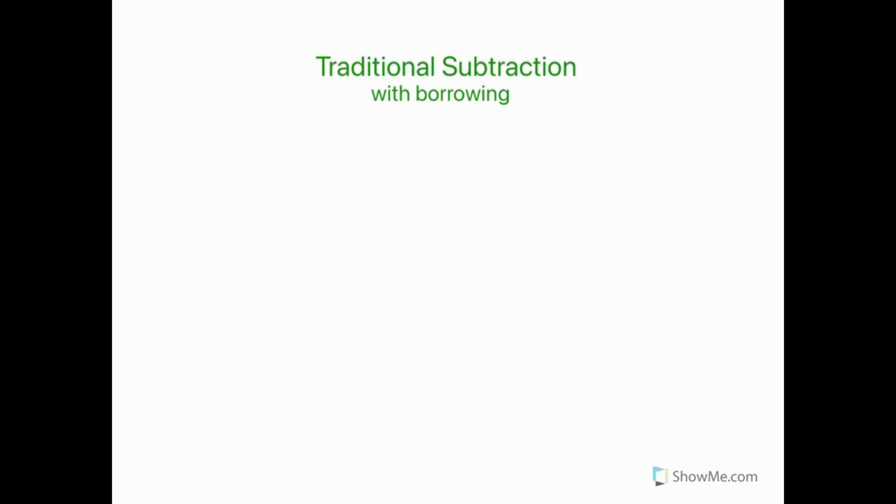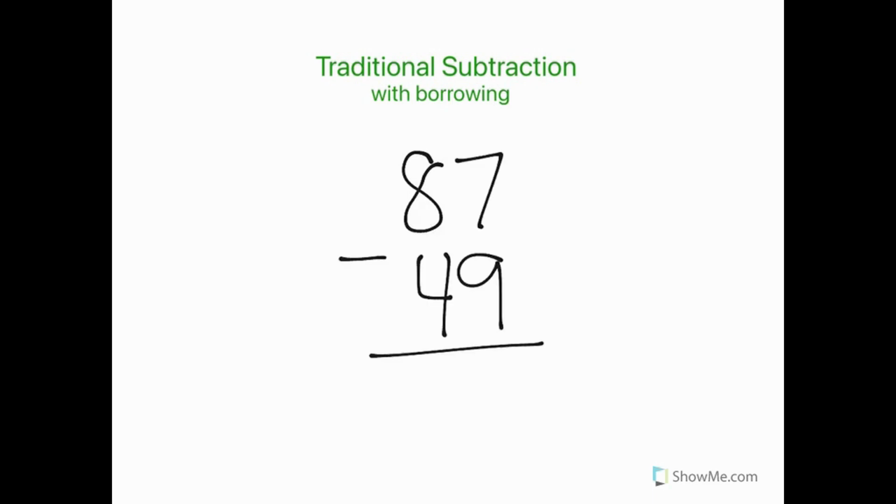Let's try another problem. Say we have 87 minus 49. All right, we'll also make sure we know our ones column and our tens column. Let's always start in the ones column. 7 minus 9. We can't do that. 9 is too big. Let's go borrow from 8. We're going to make the 8 into a 7. The tens that we're borrowing, we're going to bring it over to the ones column to make the 7 turn into 17. Now 17 minus 9 is 8.